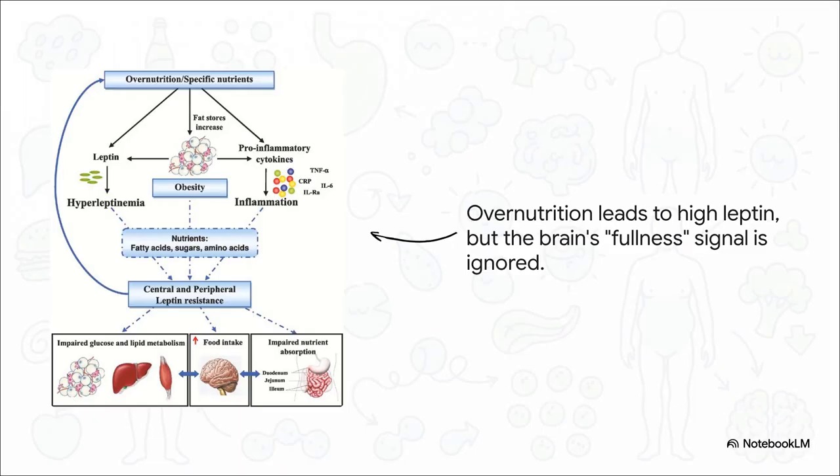But this is where the plot takes a huge twist. With obesity, you have larger fat stores, which means they're pumping out tons and tons of leptin. But look at the diagram. Even with all that leptin screaming, we're full, the brain just isn't getting the message. The phone line is dead. This right here is the essence of leptin resistance.